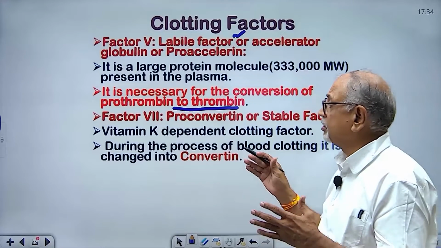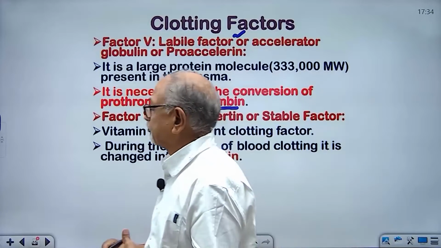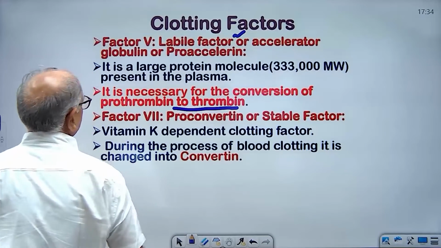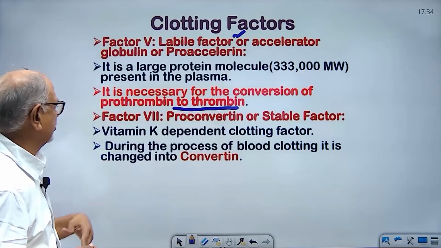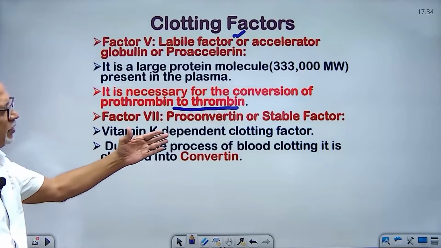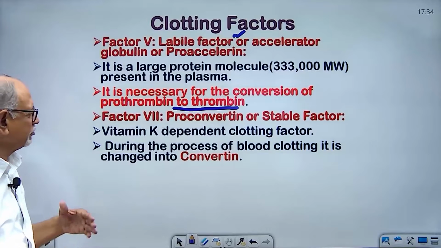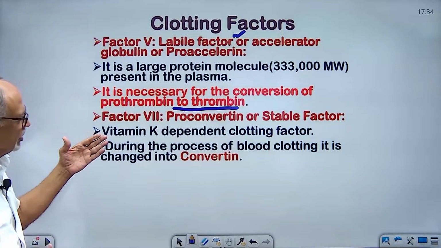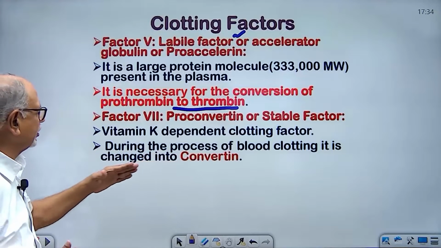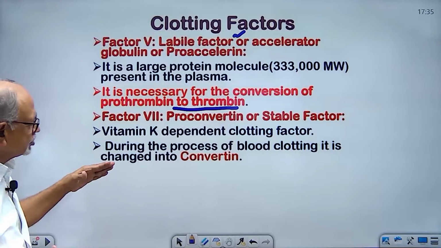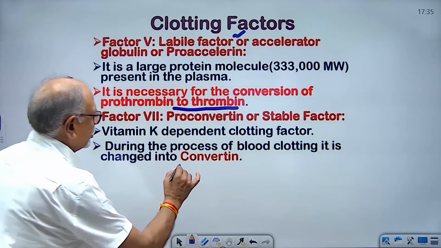Factor number 7 is proconvertin or stable factor. It is a vitamin K dependent clotting factor. Vitamin K is necessary for it. During the process of blood clotting, it is changed into convertin.